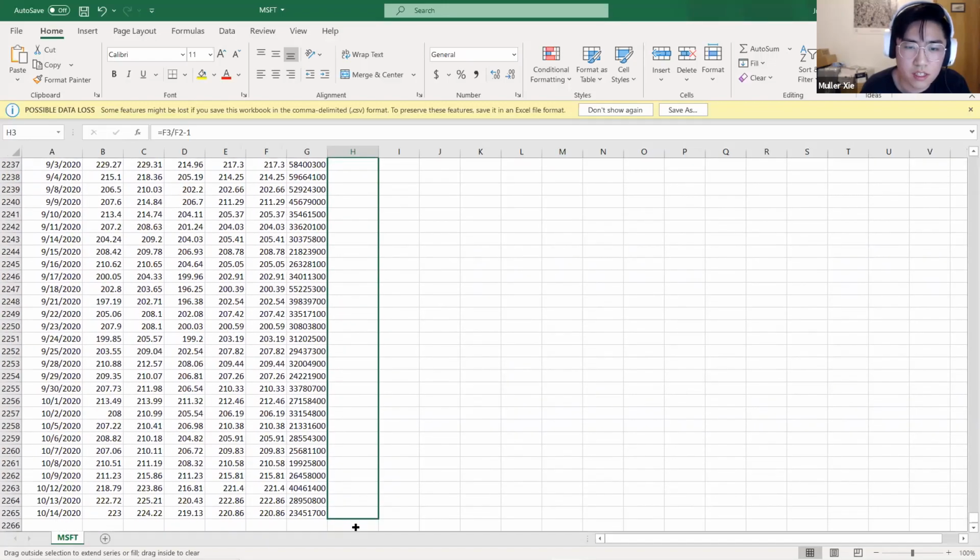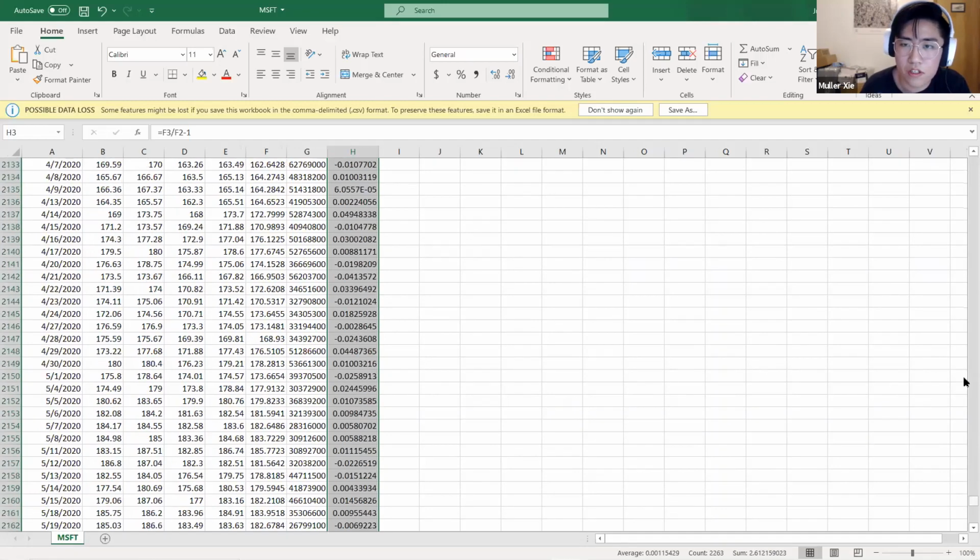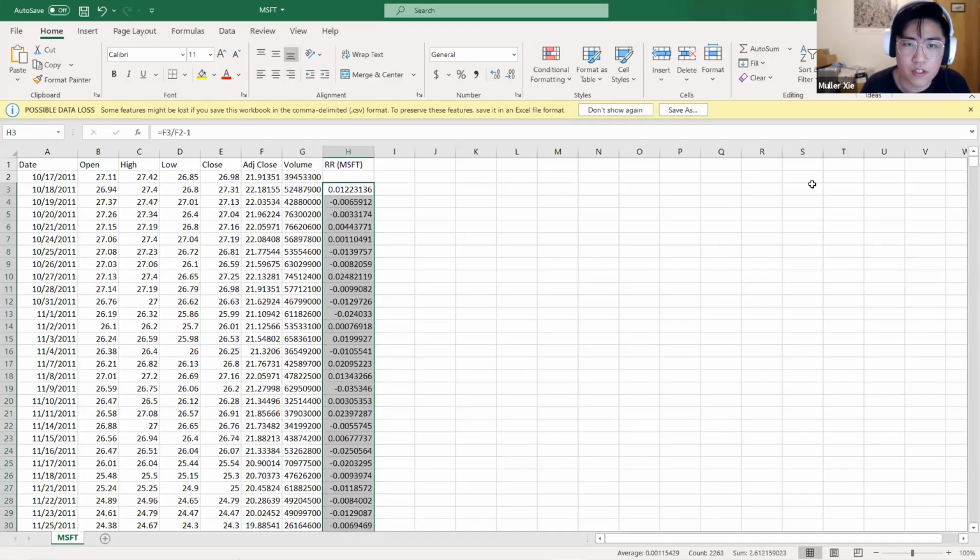We want to apply this formula to the whole data of the date column. You can use a simple function: move your mouse to the right corner of the box here, and you can see it will turn into a small cross, and you can just copy and paste the whole formula that you applied in this cell.